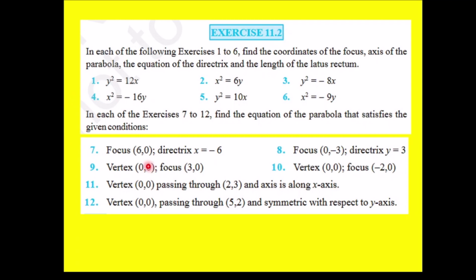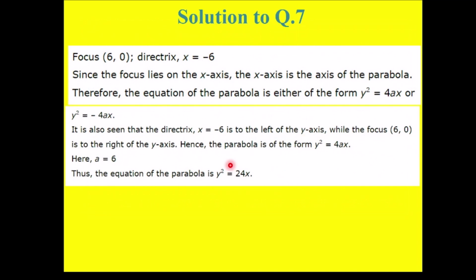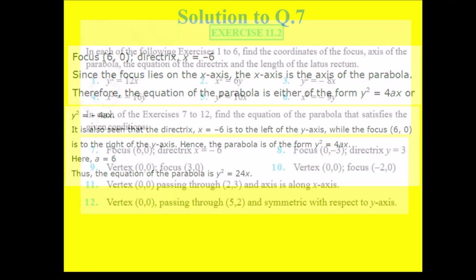So, here the focus is (6, 0), directrix is x equal to minus 6. So, very easy. If the focus is (6, 0), it is a right parabola in the form y square equal to 4ax, and x equal to minus 6 is the directrix. So, the directrix is on the left side of the y axis, the focus (6, 0) is to the right side of the y axis, and the parabola is of the form with a equal to 6. So, equation of the parabola is y square equal to 24x.